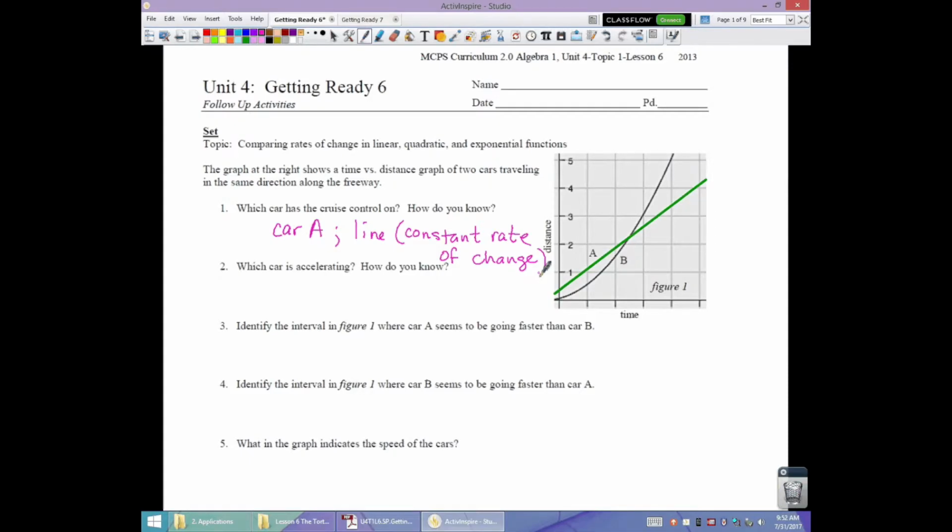Number 2, which car is accelerating? Accelerating means to pick up speed, to gain speed. So that would be the one that is not straight, that is changing its speed. So that's car B, and that's because it's a curve. Speed is not constant.